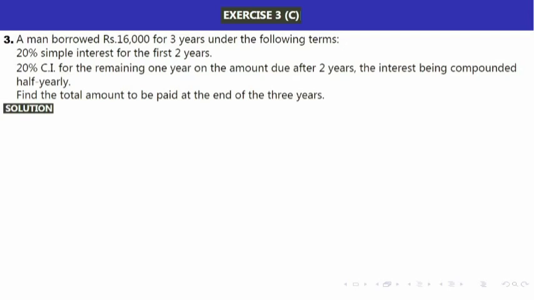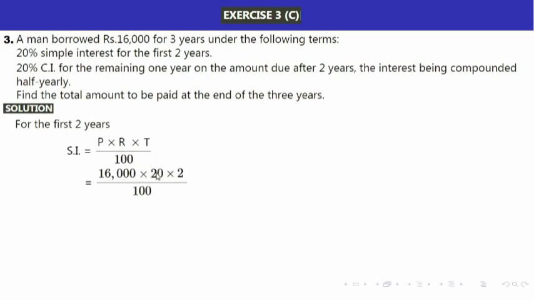Okay, right? So that's why for the first 2 years, let's find the amount that we are going to get. For that, I'll calculate the simple interest. The formula is this one. Principal is 16,000, rate is 20, time is given to be 2 years, for the first 2 years, right? So calculate this. This becomes your simple interest.